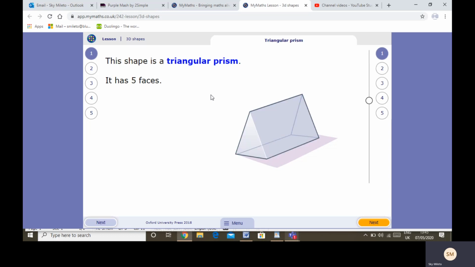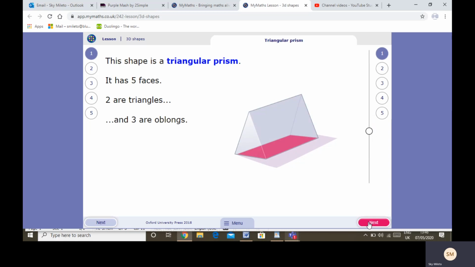It has 5 faces. As you can see, they've made this triangular prism see-through, so you can see all the faces, and it coloured in all the faces. We've got one on this side and one on that side, and we have 1, 2, 3 in the middle. I'm hoping you can see them all. 2 are triangles, 1 on each edge, and 3 are rectangles. Let's have a look at them light up. 1, 2, 3. And obviously we know 3 and 2 is 5, so it has 5 faces.